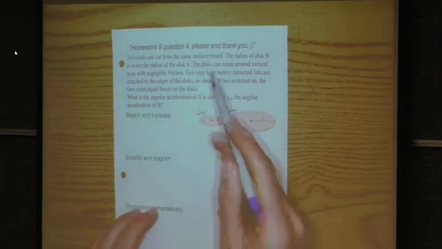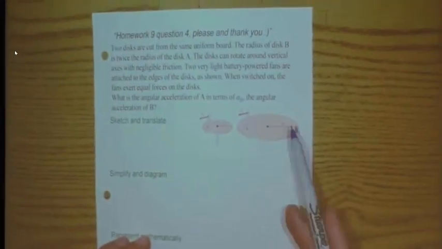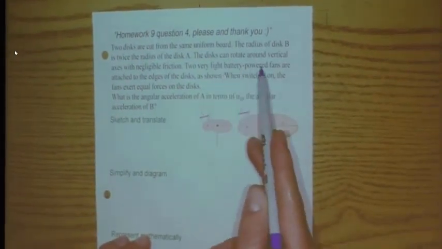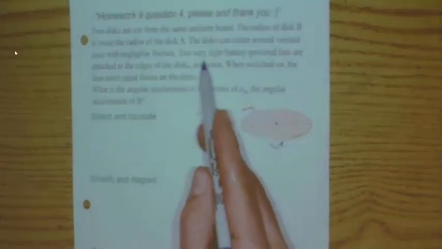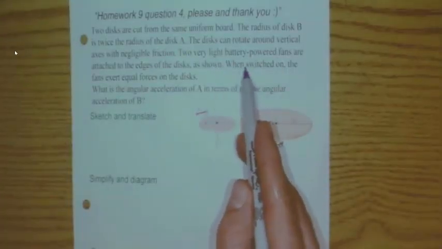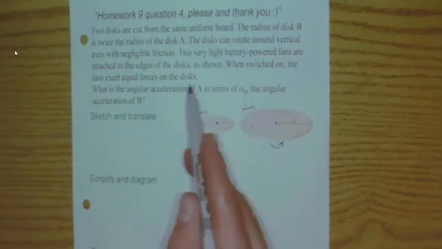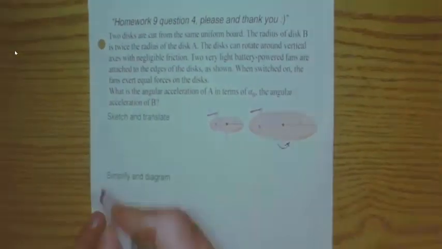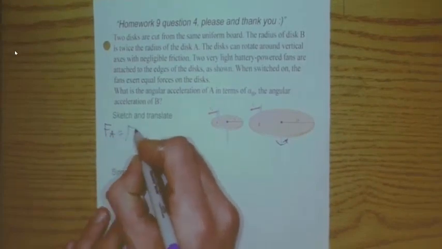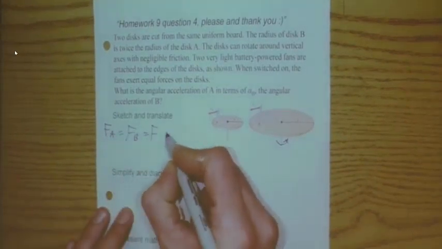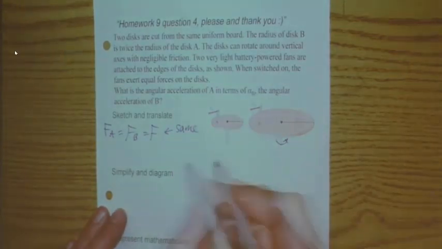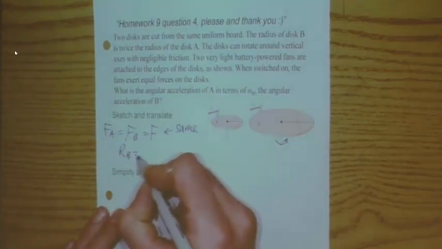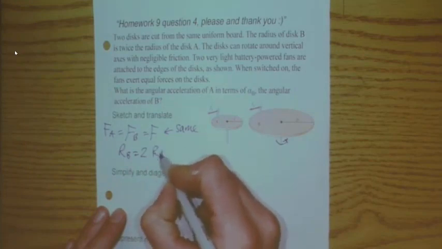You have 2 disks cut from the same uniform board, and the radius of B is twice the radius of A. They can rotate around a fixed vertical axis. There are 2 very light battery-powered fans on the edges of the disks, and they're both switched on, and FA equals FB. I'm going to just call that F. It's the same force on both. But the radius of B is 2 times the radius of A.